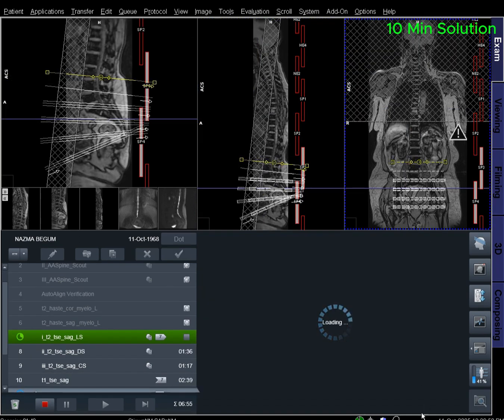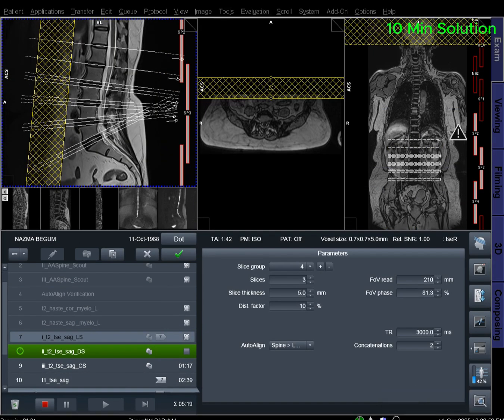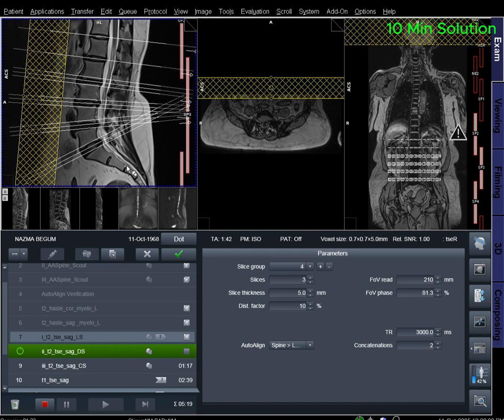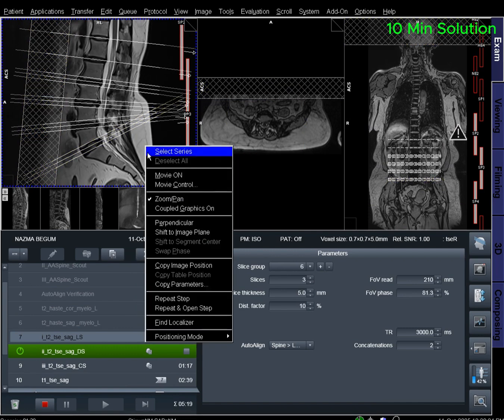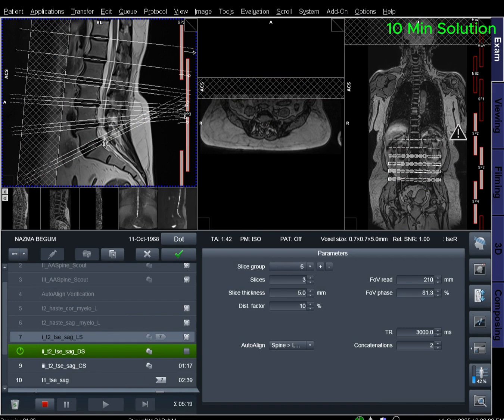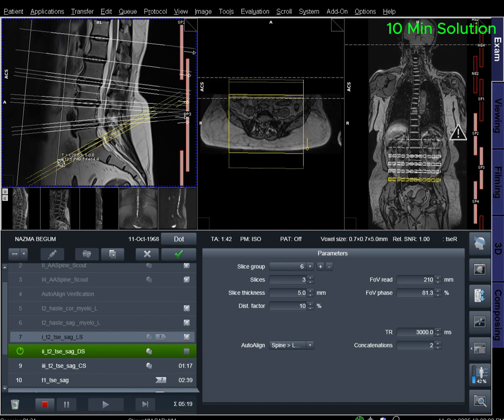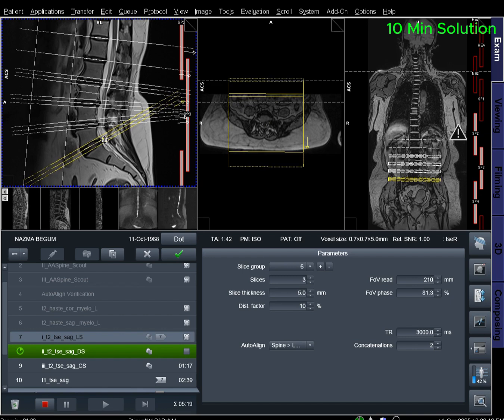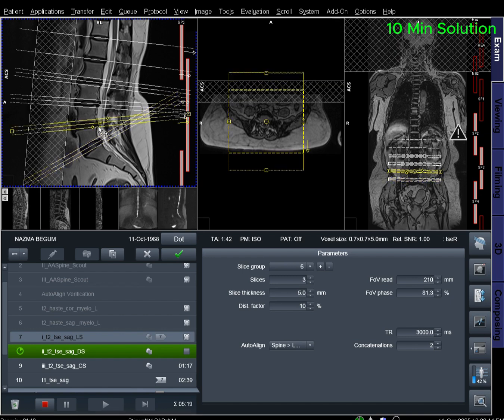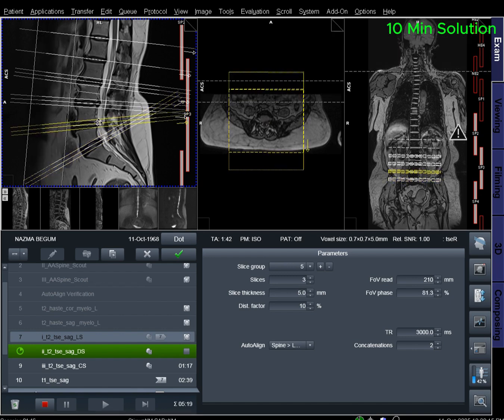T2 TSE axial multi-block and multi-angle. Plan the axial blocks on the sagittal plane. Angle the first position block parallel to the L5-S1 intervertebral disc, the second position block parallel to the L4-L5 intervertebral disc, and the third position block parallel to the L3-L4 intervertebral disc.